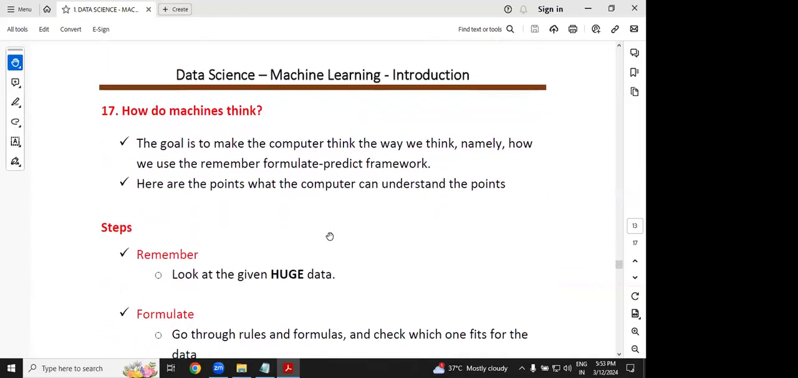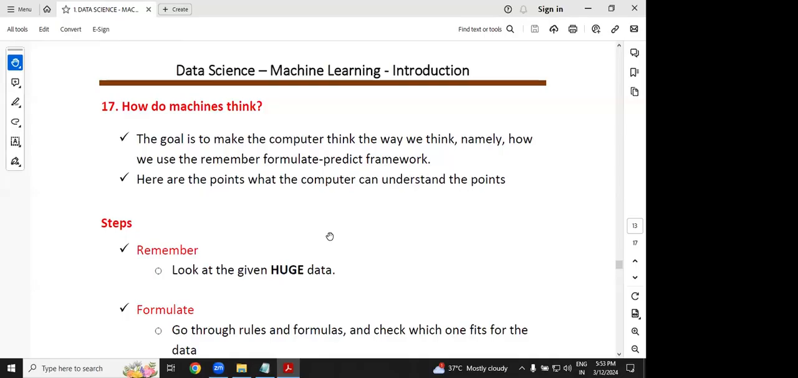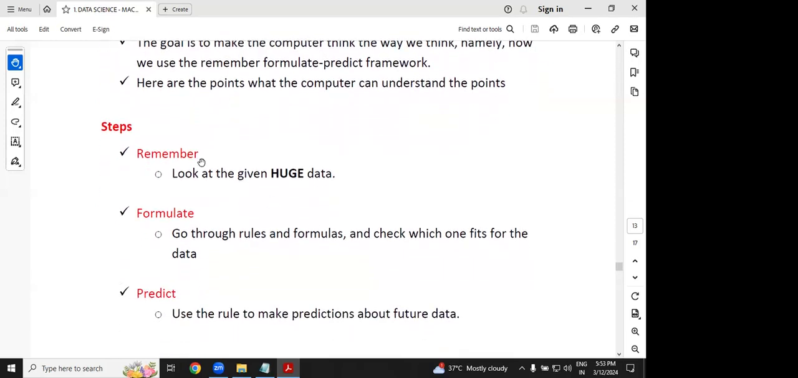Now, how do machines think? How can a machine think like a human? Good, it's very simple, sir. Machine learning also definitely requires the same. What is the first one, sir? Remember. Tell me the first one, sir. Best example.